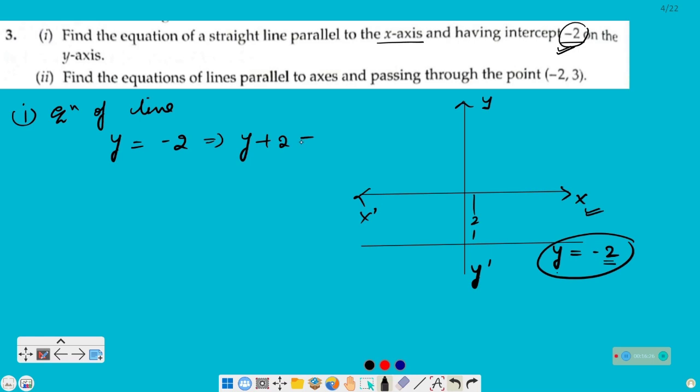y plus 2 is equal to 0. Now second part, find the equations of lines parallel to axis and passing through the point -2, 3. हमें both the axis के parallel lines find out करनी है, x axis के भी और y axis के भी. Condition हमें given है, lines are passing through -2, 3.